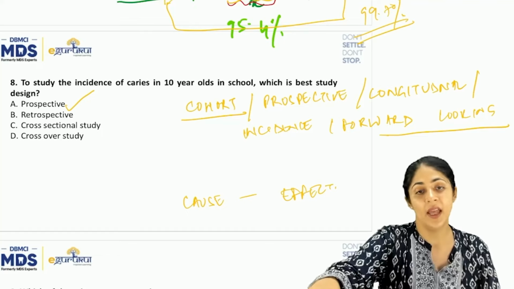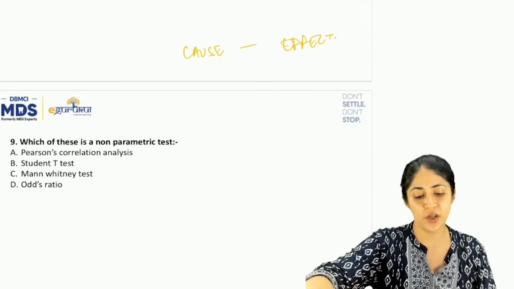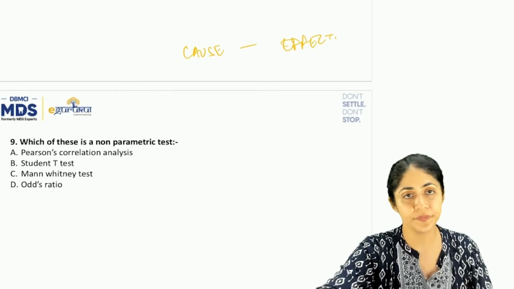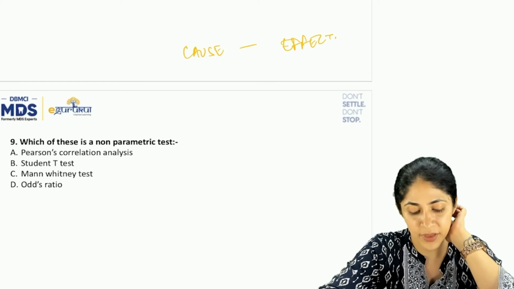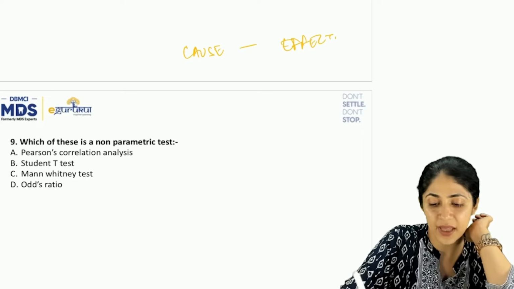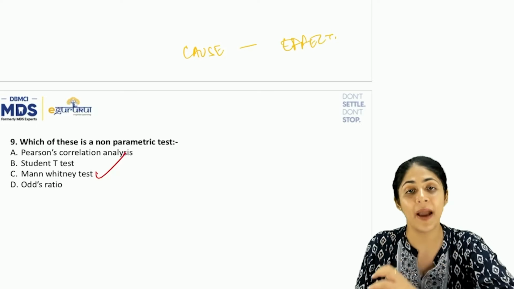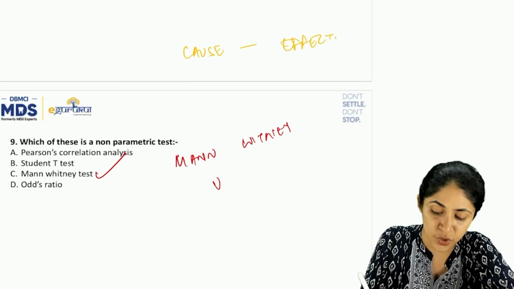Okay, next question we have is, which of these is a non-parametric test? Here the non-parametric test would be the Mann-Whitney test. Why a Mann-Whitney test? Because the full name here is the Mann-Whitney U test.